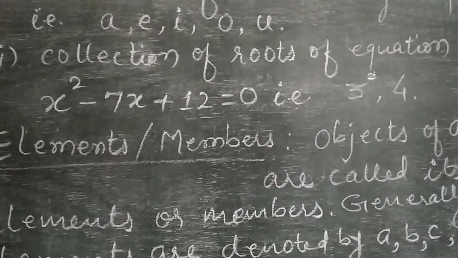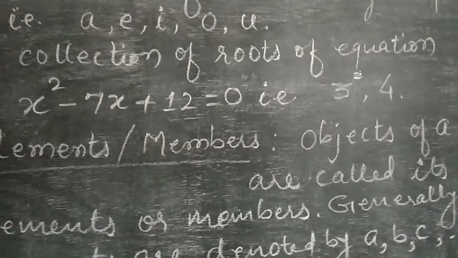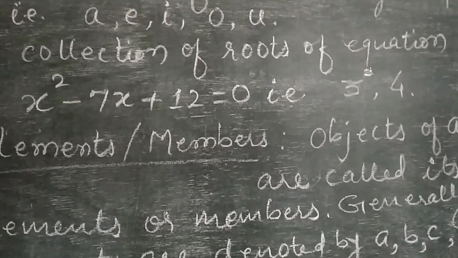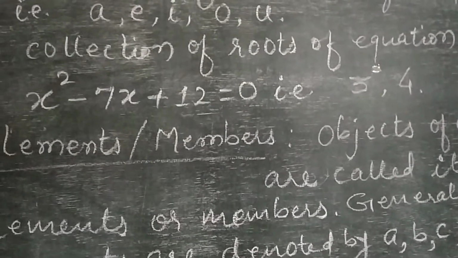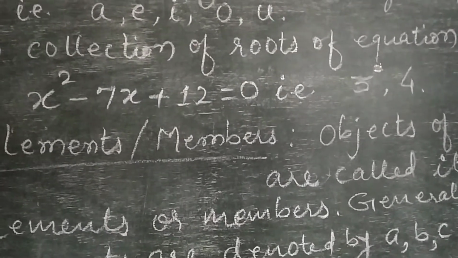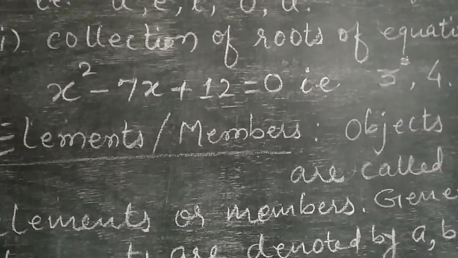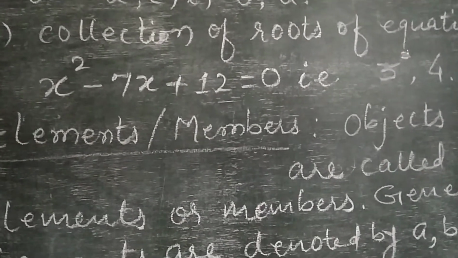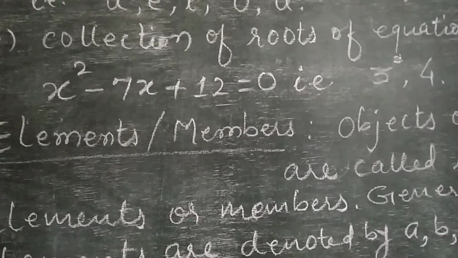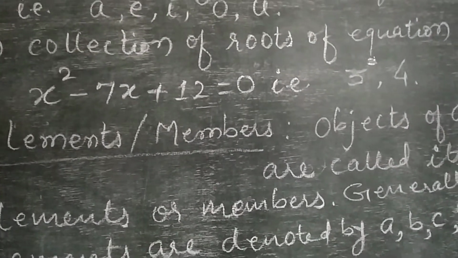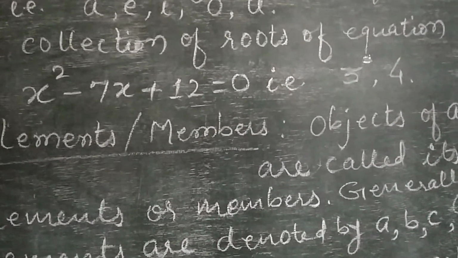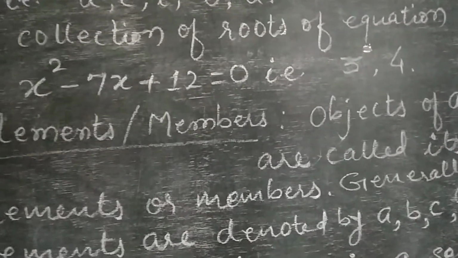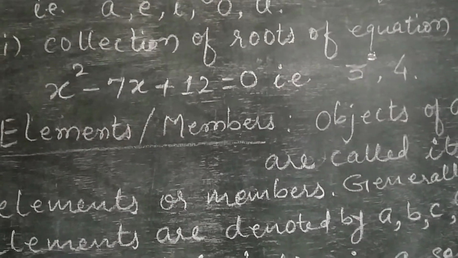Now collection of roots of equation. You know what is the root of an equation? The value of the variable which satisfies the equation. That is, both the sides become equal. So it is called root of equation. So x square minus 7x plus 12 equal to 0. So when we solve this equation, we get x equal to 3 and 4. So there are two roots of this equation. So 3 and 4 will be a set for this equation. Okay.